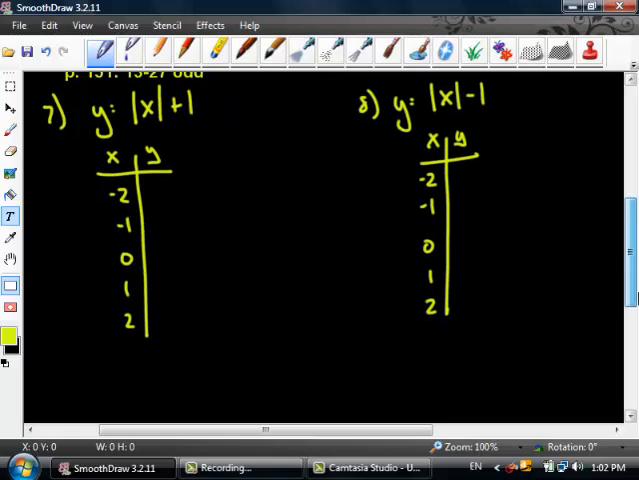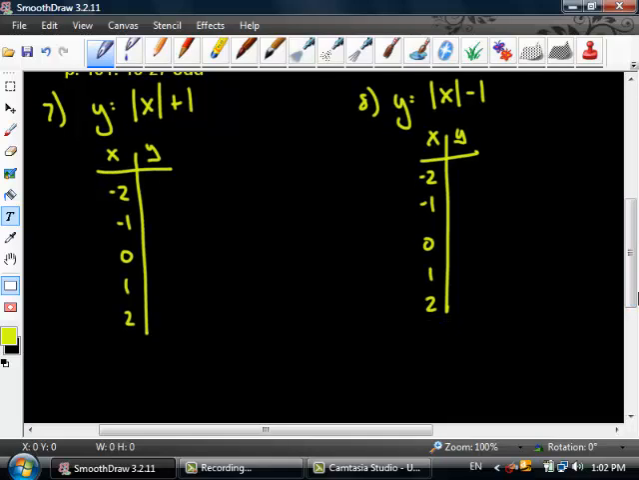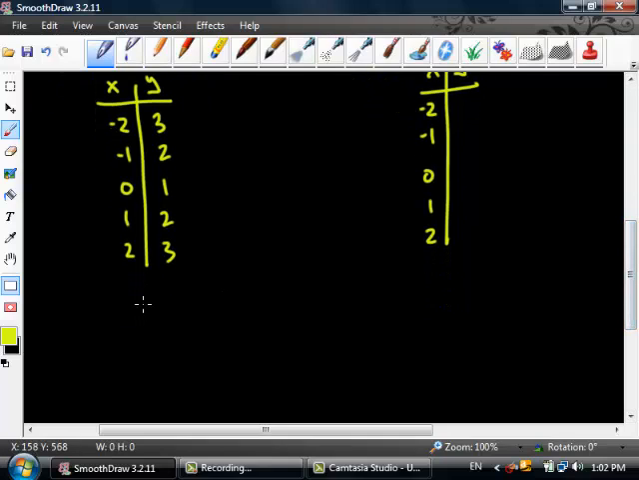Okay, who can raise their hand and read the values for number 7? Read the values for number 7, please. Aaron, what do you got? 3, 2, 1, 2, 3. Okay, now, please let us know. Did your graph look like this? Yes, raise your hands if your graph looked like that. It was shifted up 1.